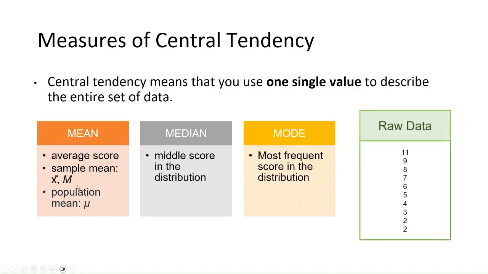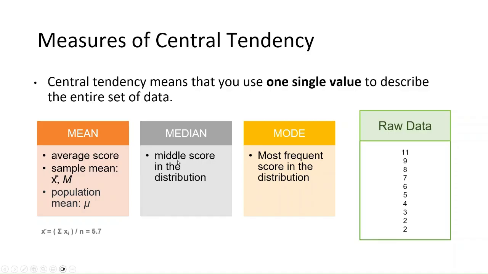So let's go over this raw data. Let's say we have a set of 10 raw scores. To calculate the mean, we're going to add up all 10 values and divide by 10, right? That gives us a mean of 5.7.